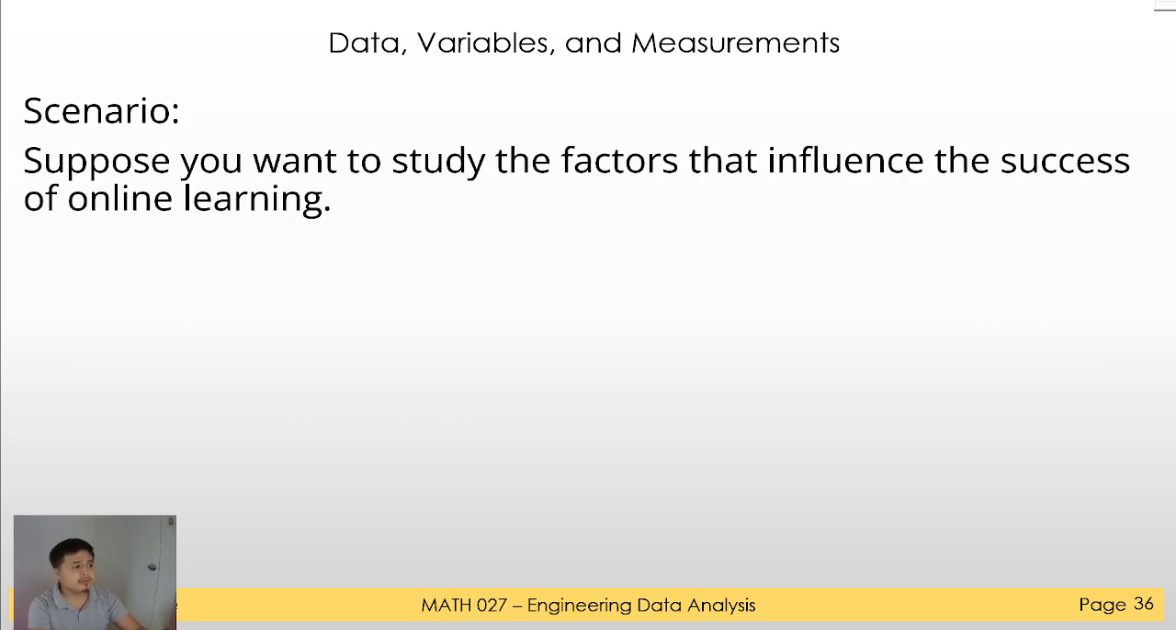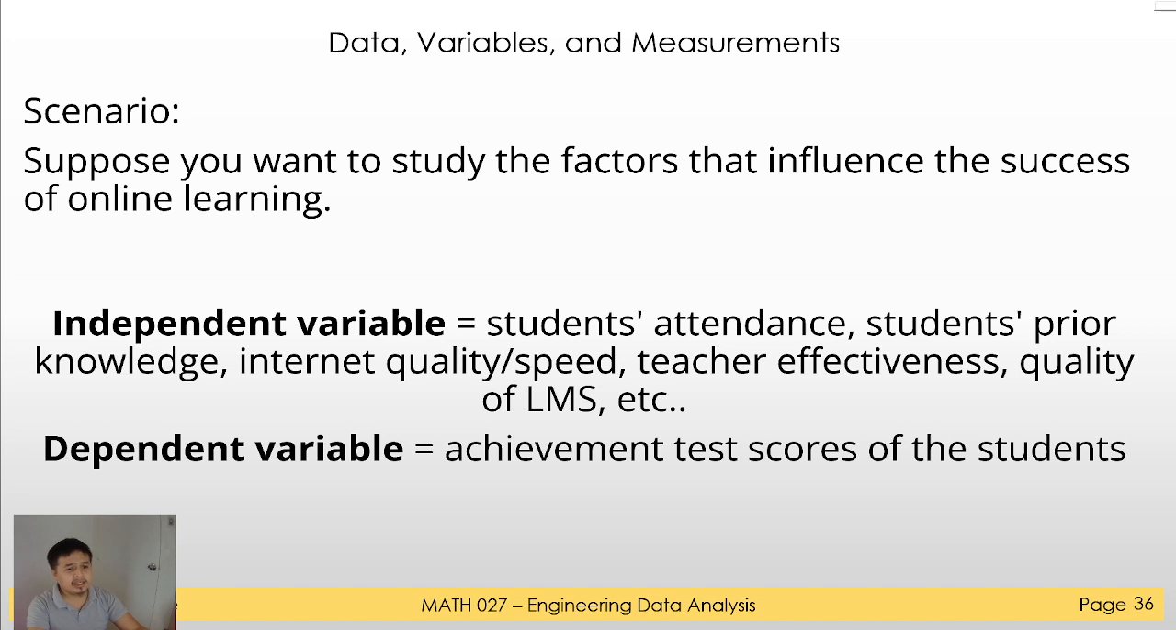Another scenario, suppose you want to study the factors that influence the success of online learning. So what is the independent variable here? There are a lot of things to consider that could influence the success of online learning. So there are a lot of independent variables that we can consider here. One example is student attendance, the internet quality, teacher effectiveness, and students' prior knowledge. There are a lot of things. And then what we are measuring, or the effect that we are measuring, is the success.